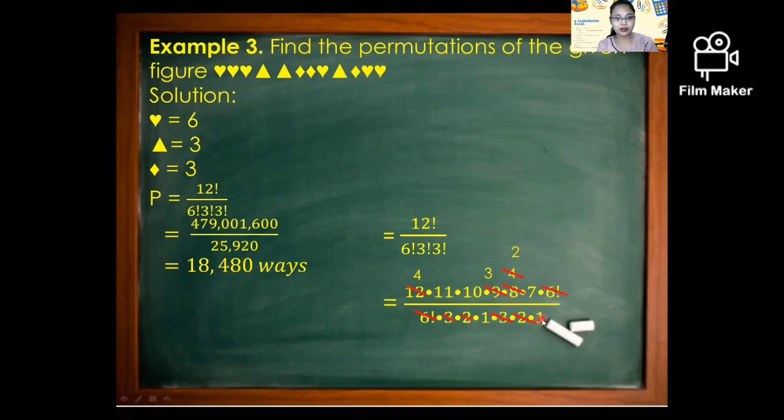Okay? So, i-multiply natin. 7 times 2 is 14. Times 3 is 42. Times 11 is 462. Times 4 is 1,848. Times 10 is 18,480 ways. Kung mapapansin natin, pareho rin yung kanyang sagot. So, kahit ano po yung gamitin ninyo dyan ay pwede.